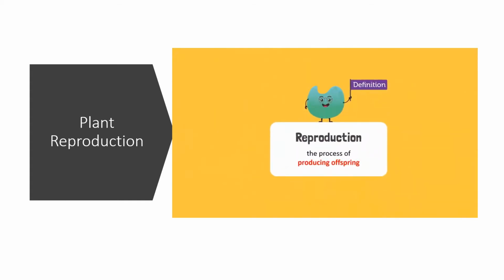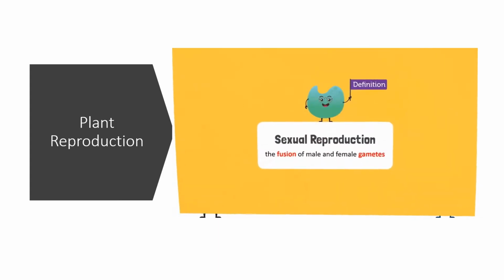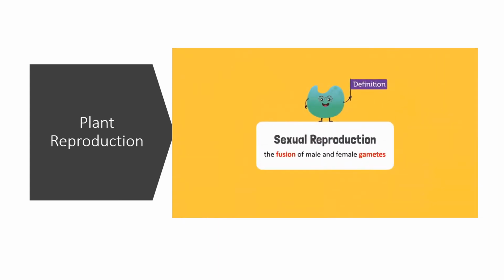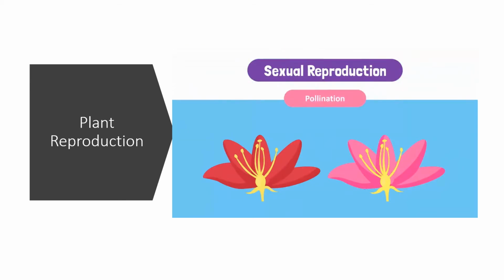The process of producing offspring is called reproduction. There are two modes of reproduction in plants: sexual reproduction and asexual reproduction. The fusion of male and female gametes is called sexual reproduction. Sexual reproduction starts with pollination, which is the transfer of pollen grains from the anther to the stigma of a flower. The male gametes of a flower are carried in pollen grains, and the female gametes are carried in ovules.